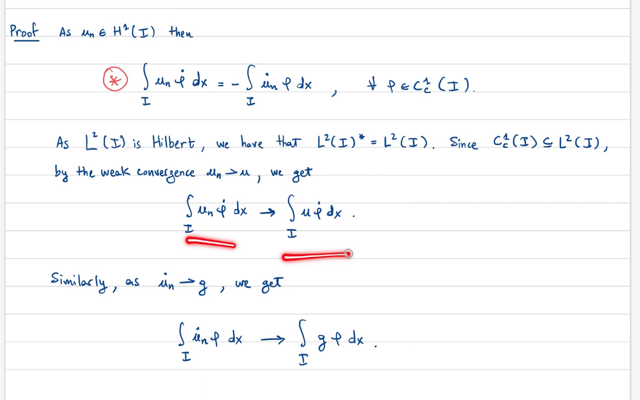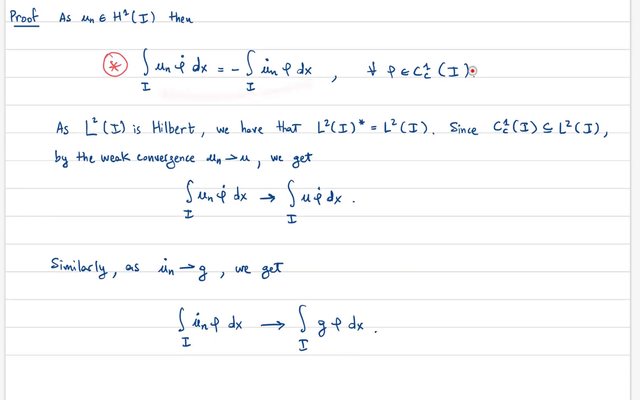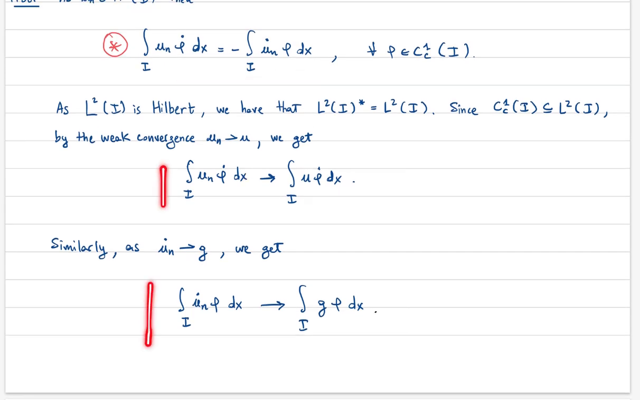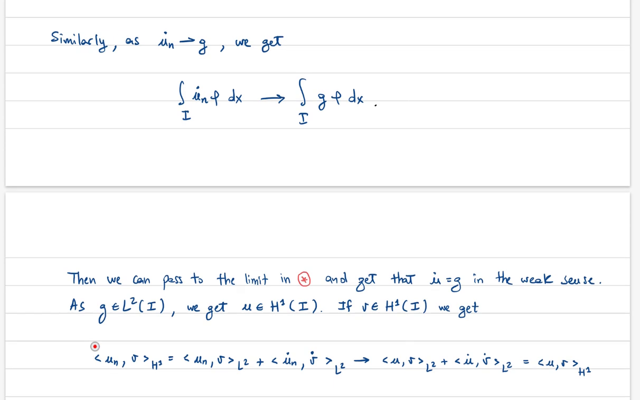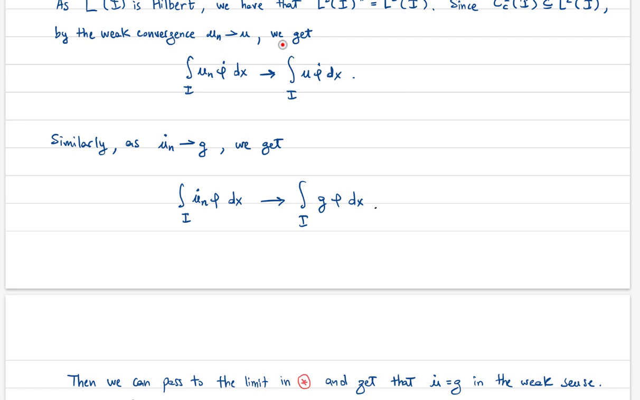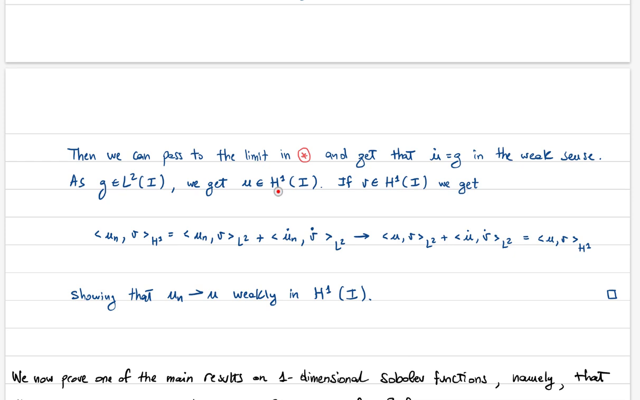So this one converges to this one, and similarly, since u_n dot converges weakly to g, the right hand side of this term converges to the integral of g times phi. And so, since this holds for all n, I forgot to add here for all n, passing to the limit in this one and using these two conditions, you get in the limit that the integral of u times phi dot is equal to minus the integral of g times phi. And this tells you that u dot is equal to g in the weak sense. Moreover, since g is in L^2, by definition you get that u is in H^1.